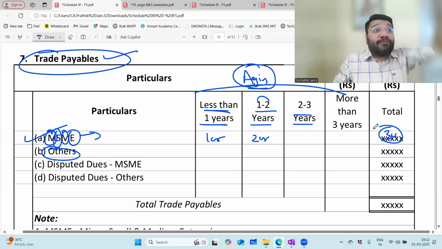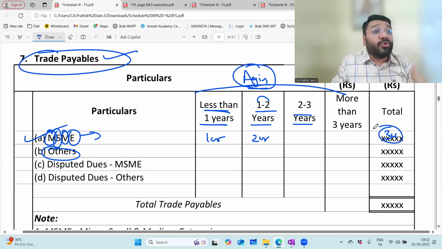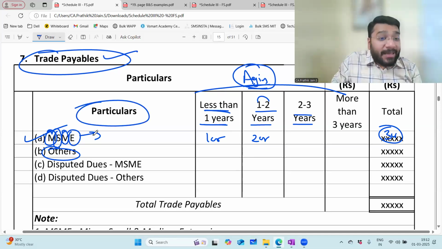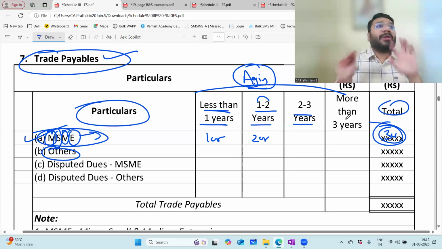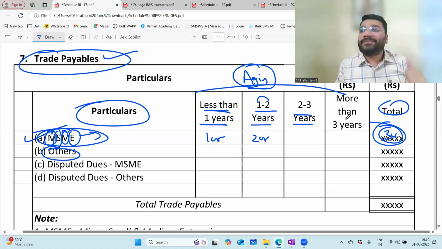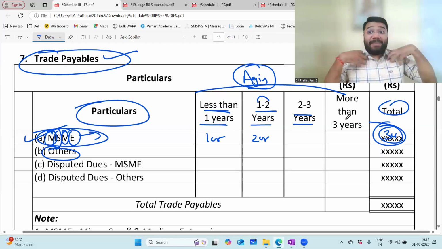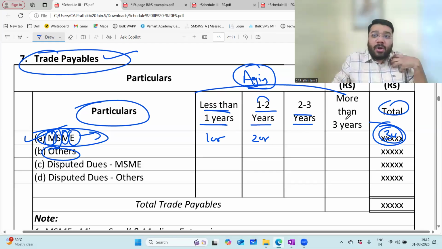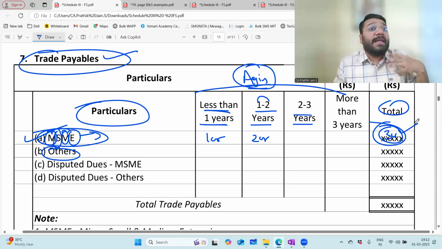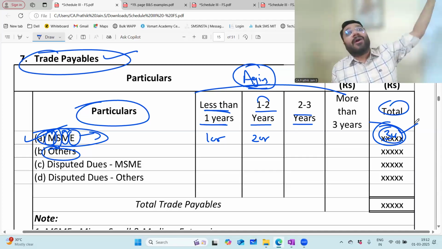Total how much is pending? 3 crore. Before 2021, what you used to do? You only used to show the particulars column, creditor, and total column amount alone. This 3 crore is pending for how long? We didn't know it. If I'm a government, if I'm a banker, if I'm a creditor myself, a new creditor, I did not know whether this creditor 3 crore is pending recently or for a long time.